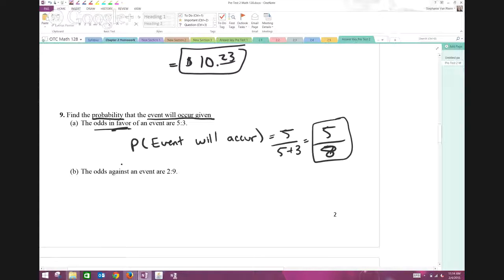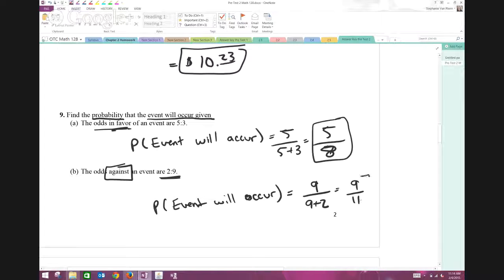So knowing that the odds are against in part B, the probability that the event will occur is 9 over 9 plus 2, which is 9 over 11.